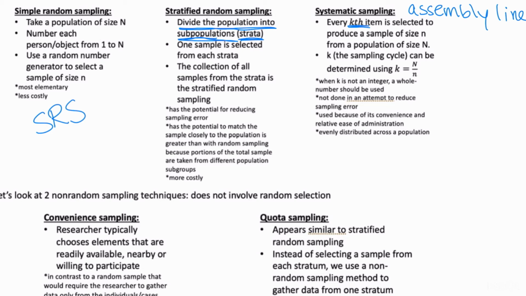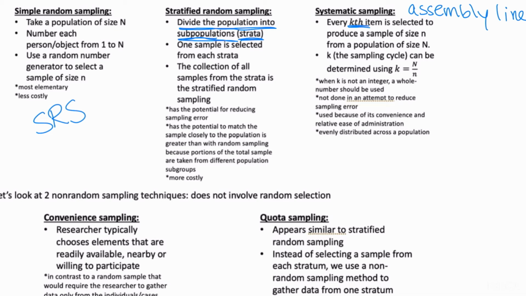You would take the total population size and you're going to divide it by the sample size, and that's going to determine which item you'd want to be selecting. So remember, if k is not an integer, if the answer that you got when you divide it is not an integer, you want to make sure that you use a whole number so that you select every 10th, every 12th, every 27th person or item. A lot of times systematic sampling is not done in an attempt to reduce sampling error. Instead, it is used because of its convenience and relative ease of administration, and it's evenly distributed across a population.